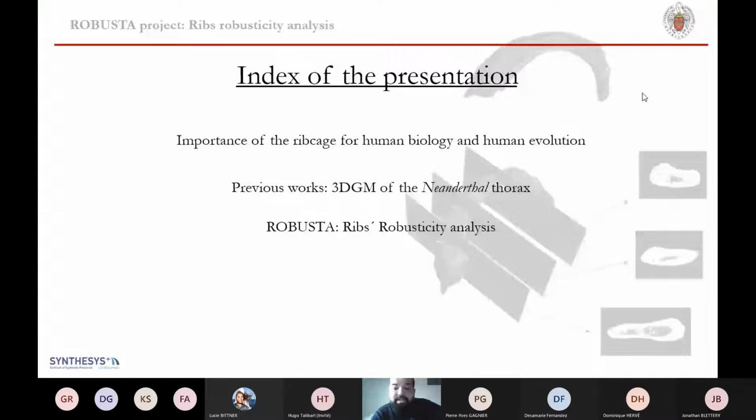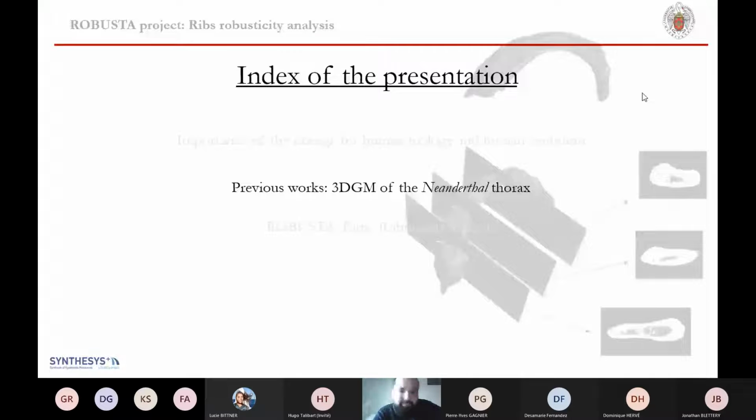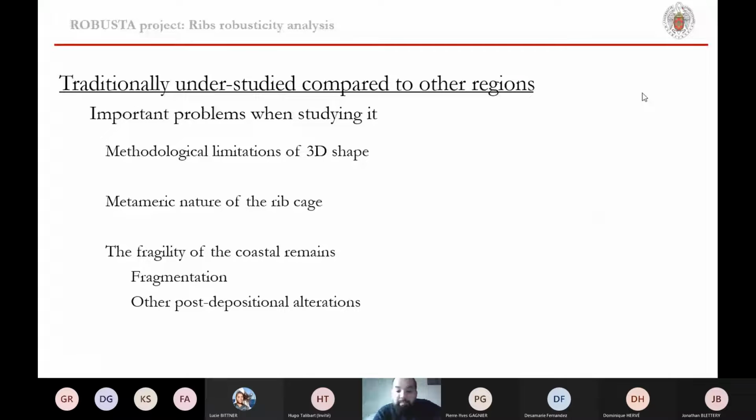Okay, once we have seen the obvious importance of the rib cage for human biology, I wanted to briefly summarize the most important works that we've done in this regard. First of all, I wanted to also say that the rib cage has been understudied compared to other anatomical regions, and this is caused by several problems. First of all, there are several problems that we have solved when studying the rib cage anatomy.